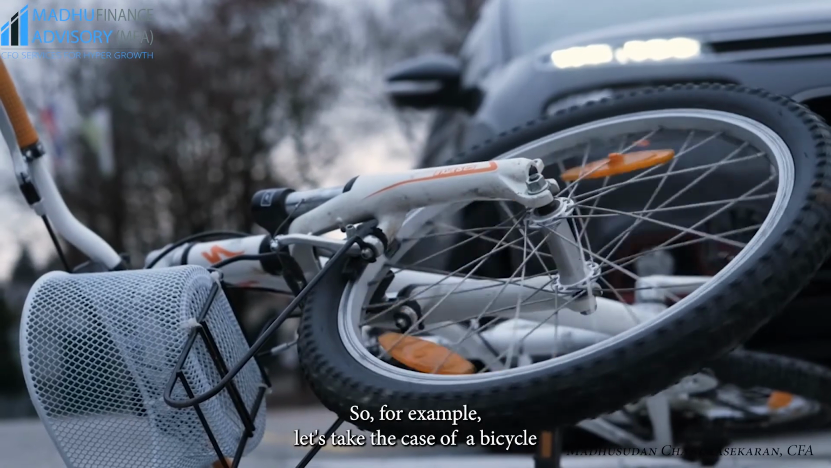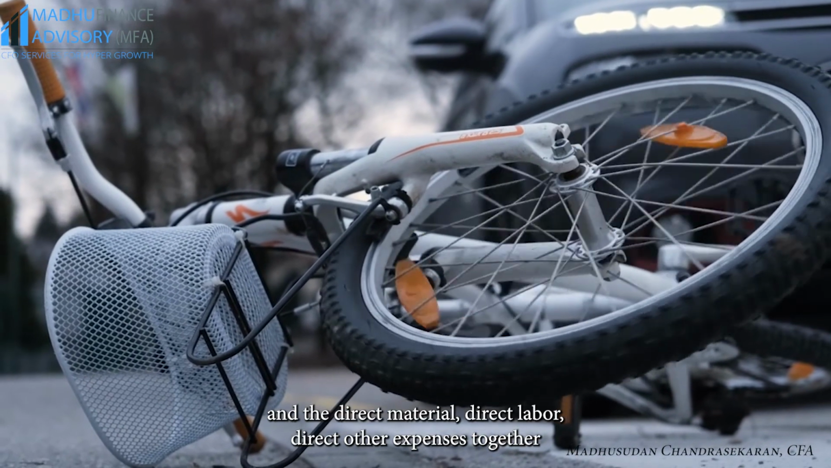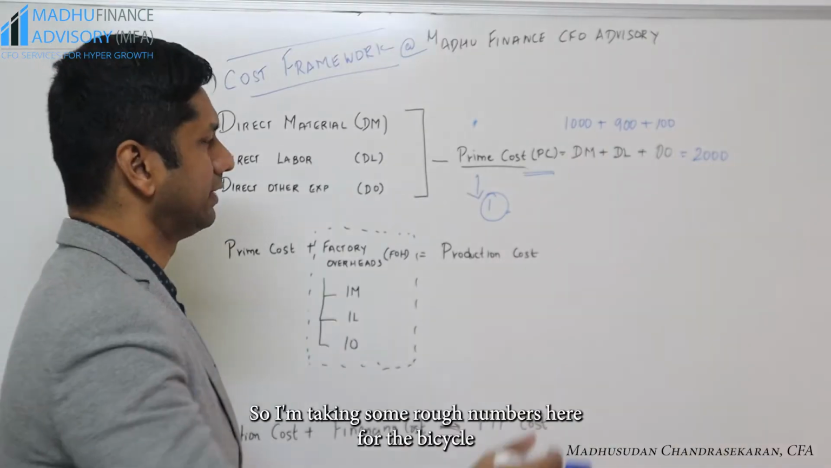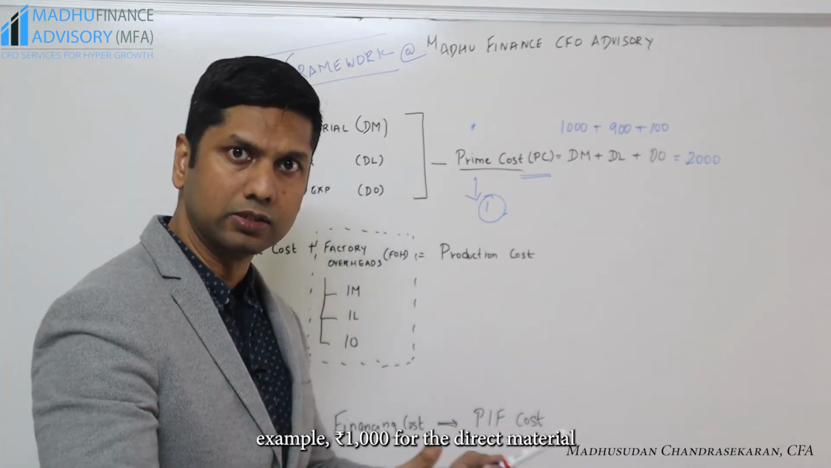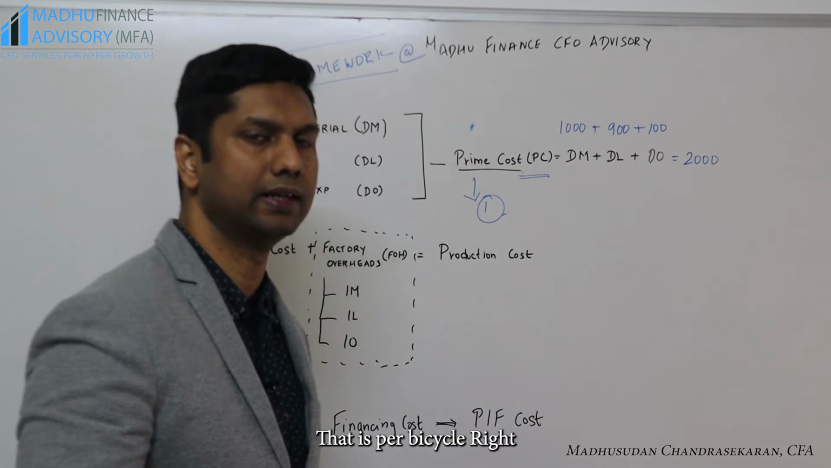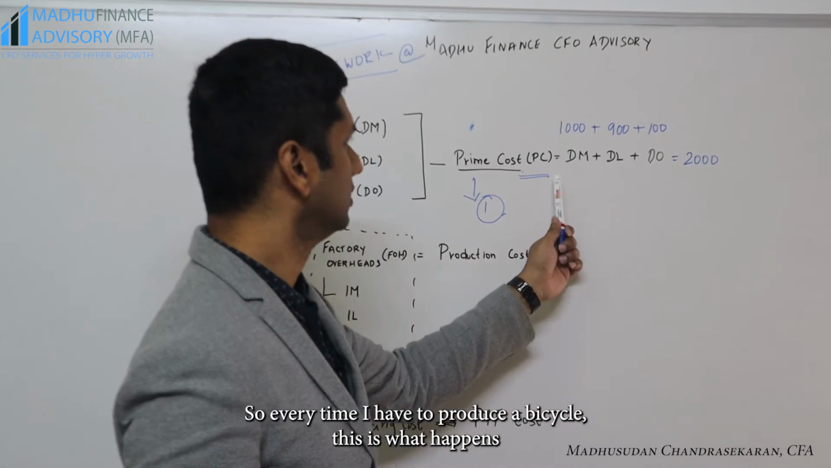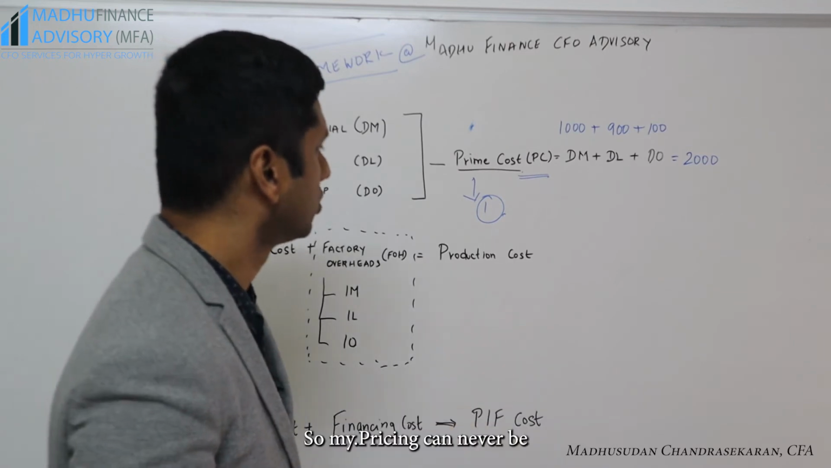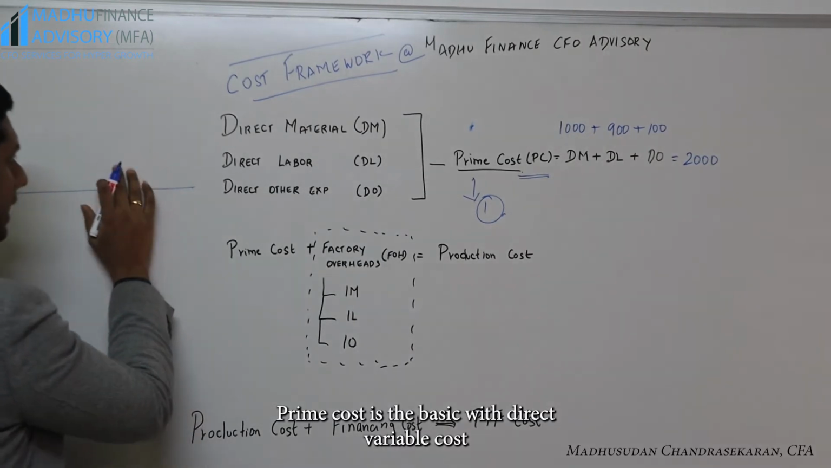For our example, let's take the case of a bicycle, and the direct material, direct labor, and direct other expenses together, let's assume it comes to 2,000 rupees. I've taken some rough numbers here for the bicycle example: 1,000 rupees for the direct material, 900 rupees for the direct labor, the workers working. This is per unit, that is per bicycle, right? So every time I have to produce a bicycle, this is what happens. And so let's assume it is 2,000 as the prime cost. So my pricing can never be below the prime cost. Prime cost is the basic direct variable cost.